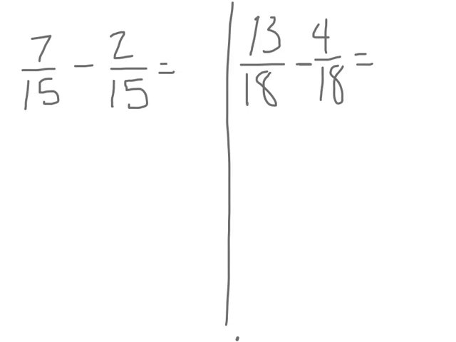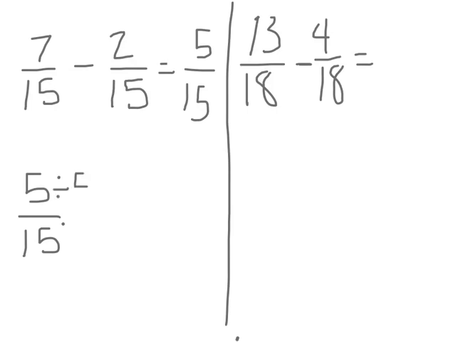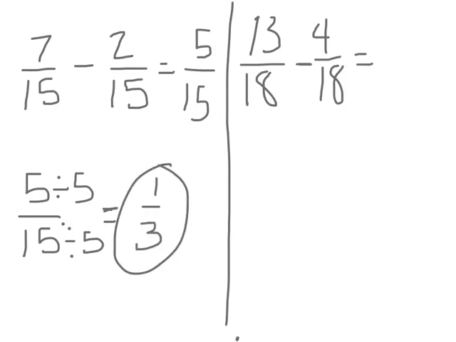Let's try 2 more examples. 7/15 minus 2/15. Well, before I simplify, what's 7/15 minus 2/15? It's 5/15. Now, can I simplify 5/15? Yes, there's a number that goes into both. What number goes into 5 and 15? 5 goes into both. When I simplify 5/15, what's my final fraction? 1/3 is my final fraction in simplest form.